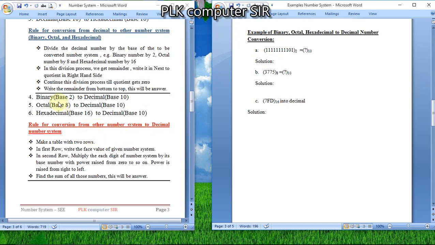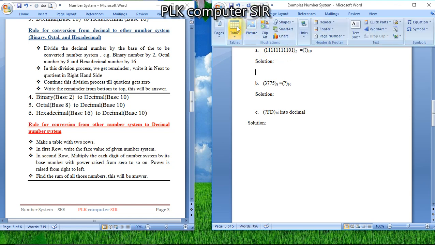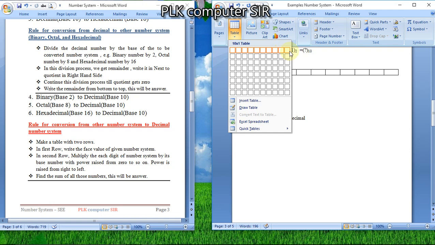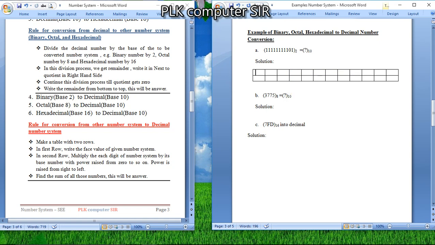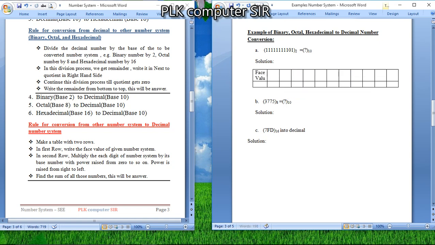Here we have to make a table with 2 rows. While making the table, what you have to remember is how many digits are here. So 1 2 3 4 5 6 7 8 9 10 11. Okay, I will make one more, so up to 12. Okay, up to 10 only, so I will go here. So columns 12 and rows 2. Very nice. Here I will write face value.